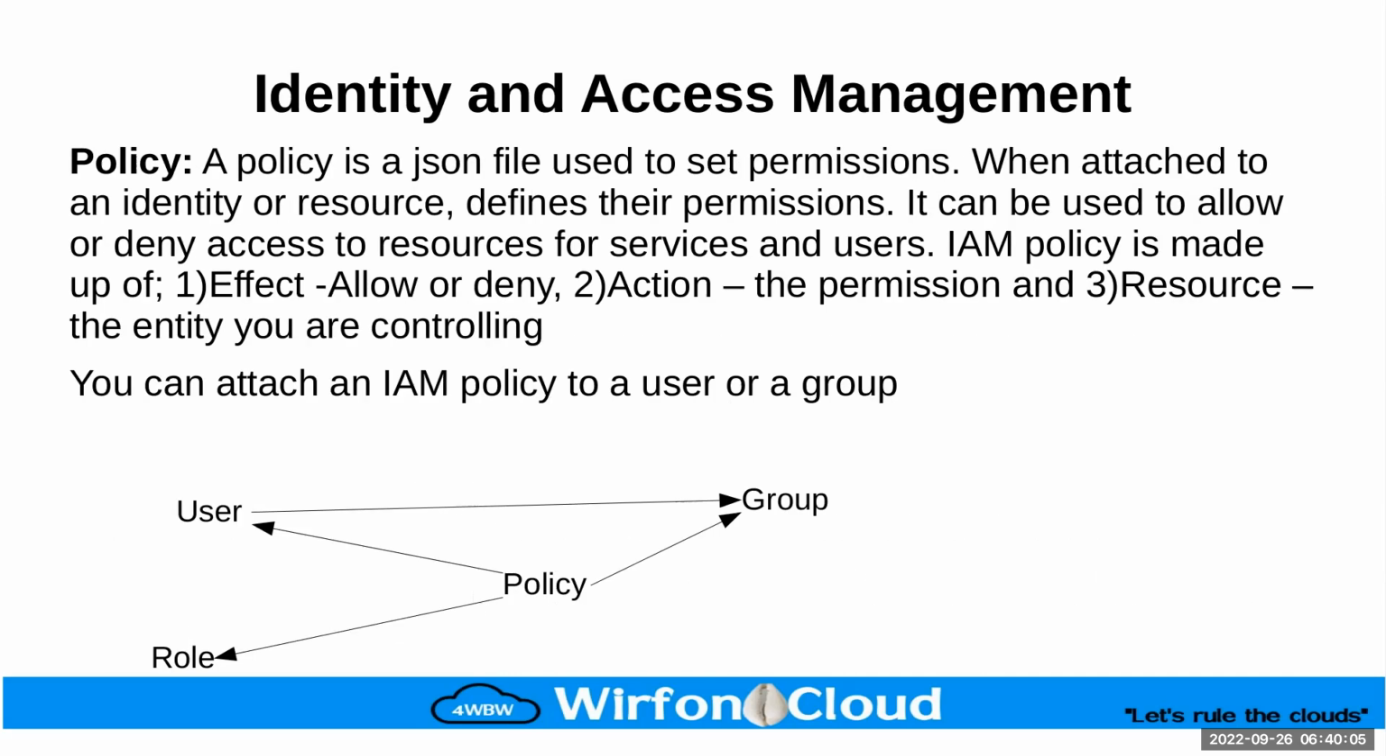The other thing in IAM that you should think of is what is called an IAM policy. We have talked about permissions, but how do you grant permissions? Permissions come through what is called an IAM policy. An IAM policy is a JSON file where you can set permissions. When you attach a policy to an identity or a resource, it defines the permissions they have. So when you think of a policy, what should come to your mind is a set of permissions.